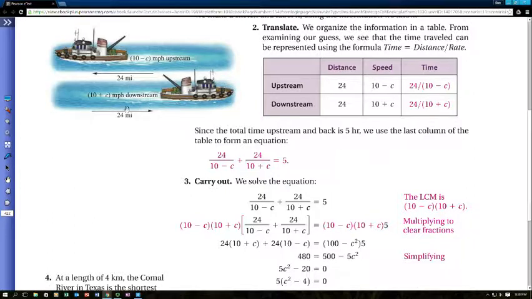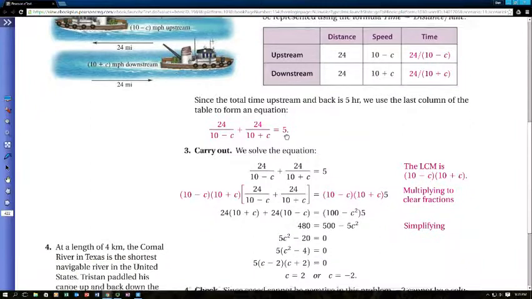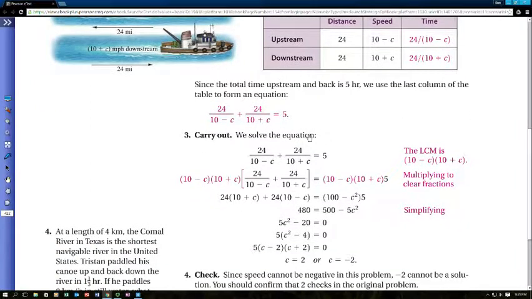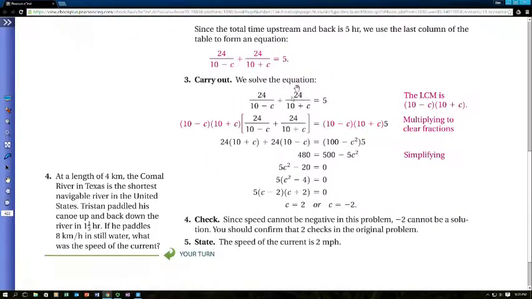It's sure going to take less time going downstream, right, than it would be going upstream to go the same distance. But we do know that the amount of time to go up and down is equal to 5 hours. So if this is the time of going upstream and this is the time of going downstream, they should add together to get 5 based on what they've told us about this situation. So then I can solve this equation for C, which is going to tell me what the current rate is.